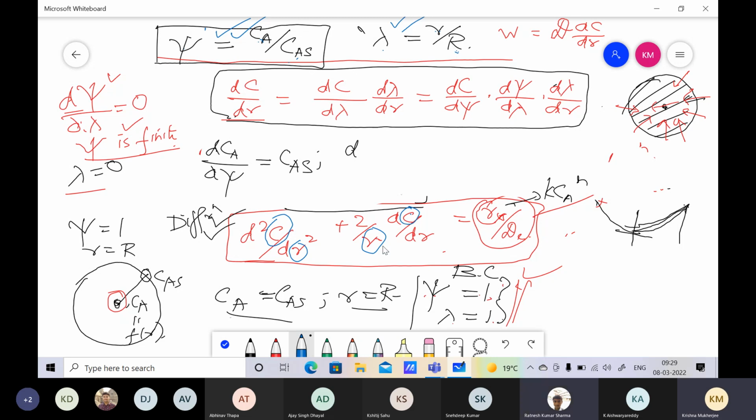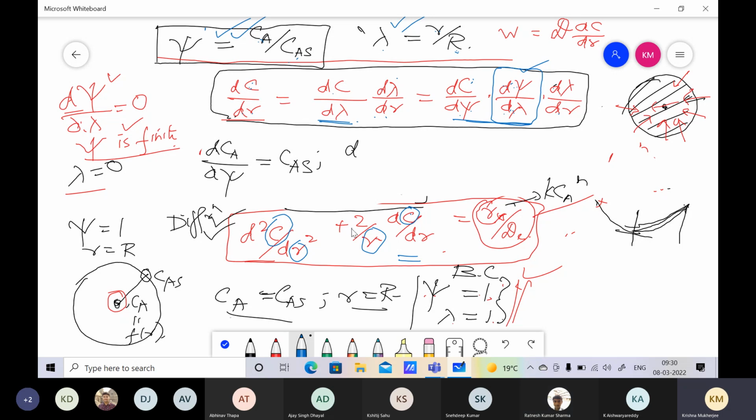Now let's find dc by dr. First we find this expression. dc by dr becomes dc by d lambda into d lambda by dr. And for dc by d lambda, we have to remove c, so instead of dc by d lambda you write d psi by d lambda. So instead of dc by dr, you write dc by d lambda into d lambda by d psi into d lambda by dr. I converted this expression into these parts and wrote d lambda by dr. So dc by dr is equal to dc by d lambda into d lambda by d psi into d lambda by dr. This is the term that we are interested in.